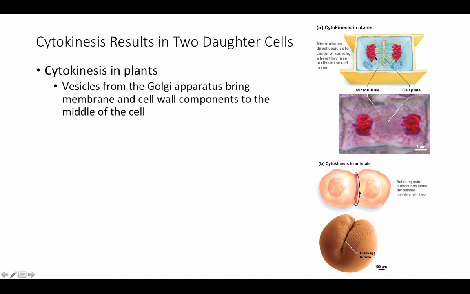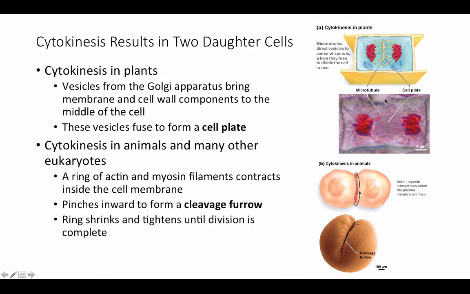So remember, motor proteins are generally what's attached to vesicles to move them to the right place. So they're going to go from the Golgi apparatus, they're going to attach to these spindle microtubules. Motor proteins are going to carry them to this metaphase plate between the two poles, and then these vesicles are going to fuse to form a cell plate. So it's going to be composed of cell membrane and cell wall. When these vesicles fuse, they're going to form a plate that is eventually going to create the cell membrane and the cell wall.